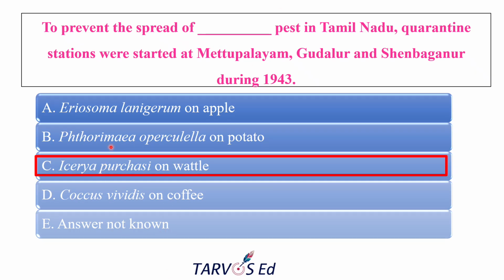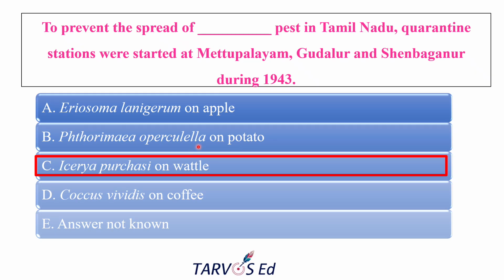And the correct answer is Icerya purchasi on wattle. So the common name is cottony cushion scale. The host for this particular pest is wattle, wattle means acacia, okay, but it may also be seen on citrus, rose, and many other plants. So how it causes damage: it usually sucks the sap from the leaves and almost all areas and causes sooty mold. There will be a developing black colored fungus over the leaf area. So this will weaken the trees and reduce the bark yield and all.